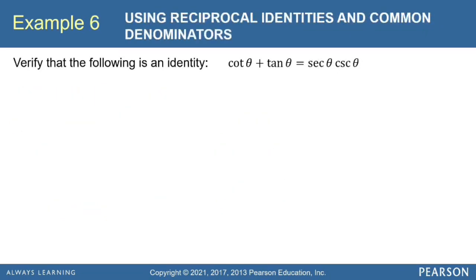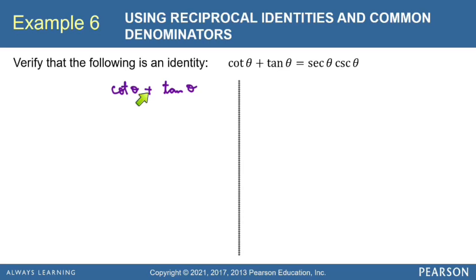And here's example 6. Verify that the following is an identity. Cotangent of theta plus tangent of theta equals secant of theta times cosecant of theta. Now, in this case, both sides contain two functions, so it may not be clear to you which is the more complicated. But I want you to notice that on the left side we have a plus sign. So that's an operation that we can do. So I'm going to suggest that we start off by working on the left side. And let's see if we can transform this into secant of theta times cosecant of theta.